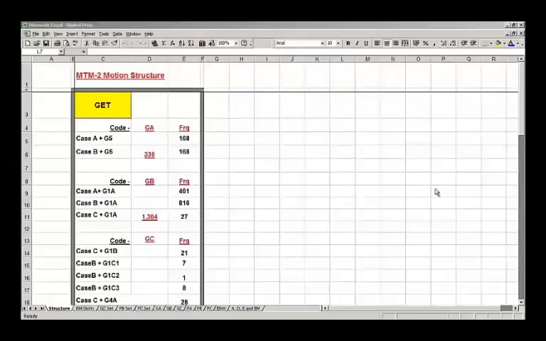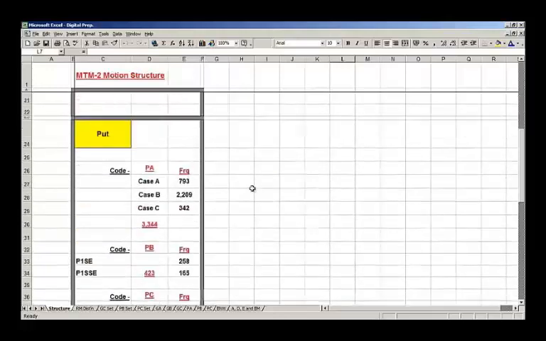Okay, we're now at an Excel file, a standard Excel file, and you will see along the bottom there's about 11 separate tabs of information which were extracted from the MTM-2 project report. This first one is a fundamental one. It's the structure of the MTM motions. I think it's fairly clear the way it's laid out.